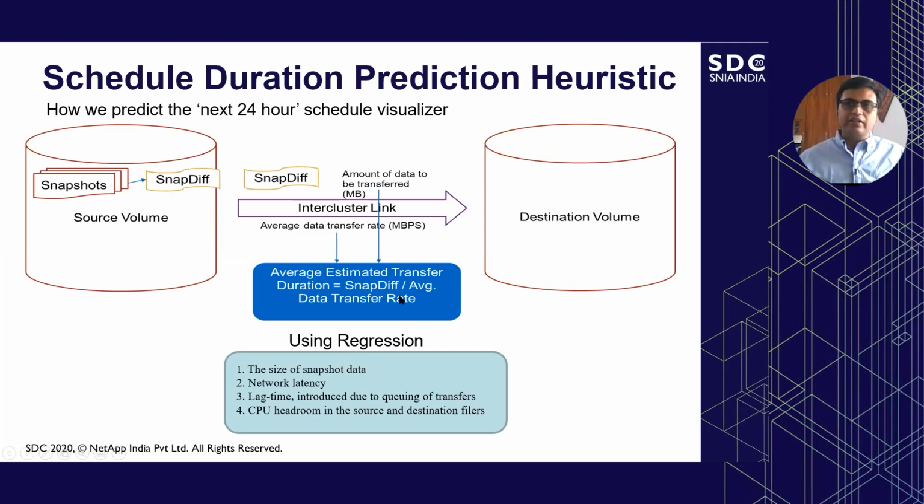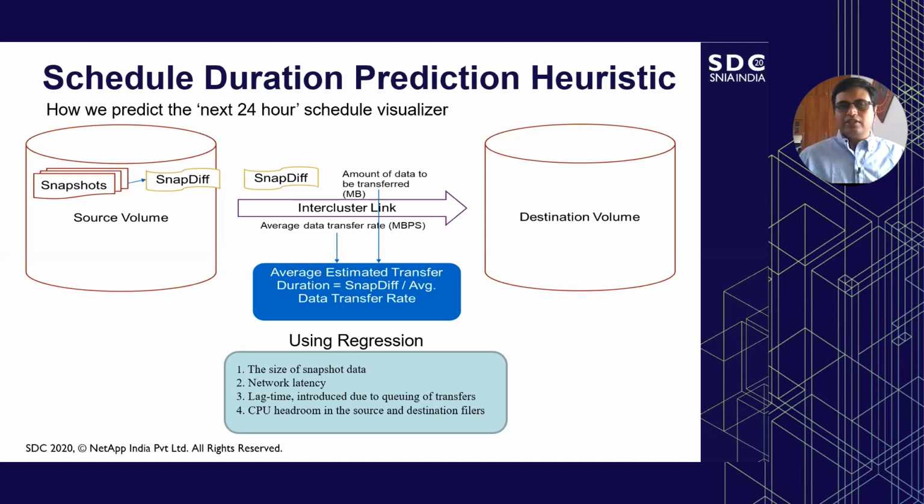If you apply linear regression, I'm not able to share much more details about this at this time, but let me quickly get to the results on what factors we saw were affecting it. You see that the size of the snapshot data and the network latency are obvious factors, but the lag time introduced because of queuing of these snapshots in the source cluster itself could be a factor. And the CPU headroom in the source and destination were also important factors affecting the transfer rates.